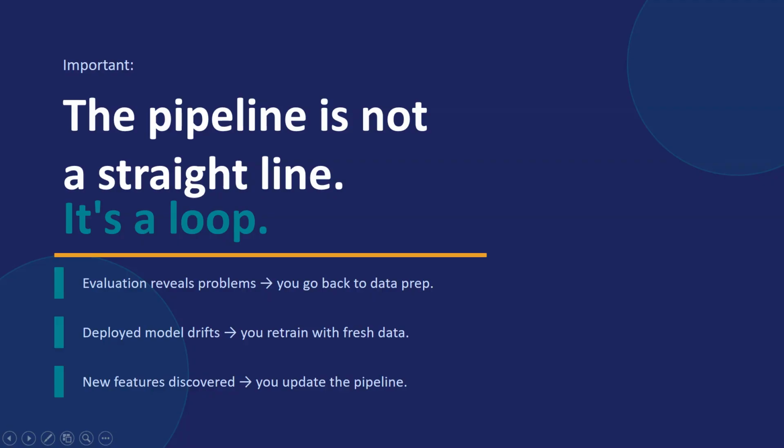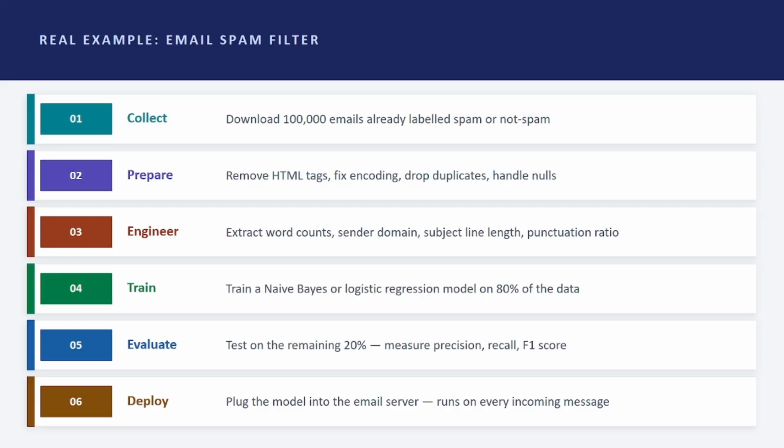You discover a new feature that might help. You go back to feature engineering. In a real machine learning project, you iterate through this loop continuously. The pipeline is never truly finished. It's maintained, monitored, and improved over time. This is why understanding each stage deeply matters so much. Now, let's look at a real world example.